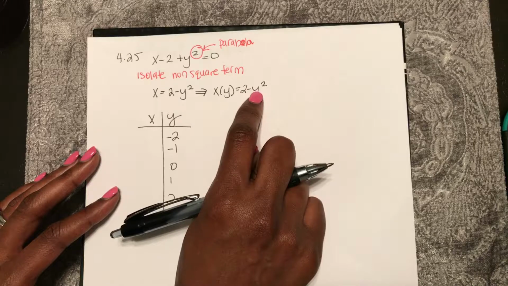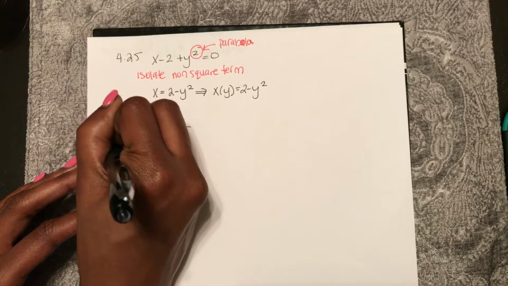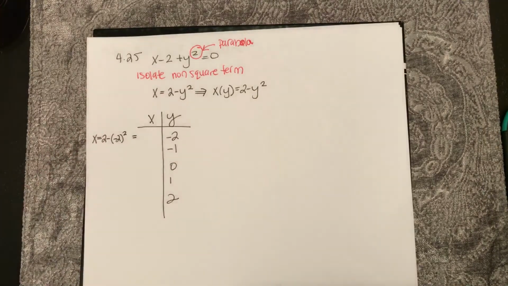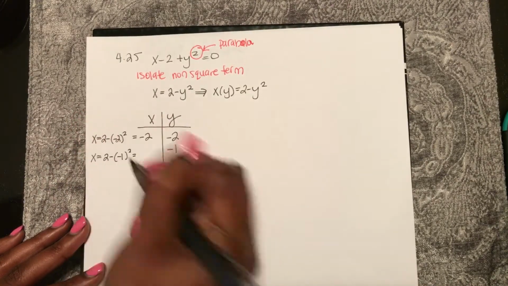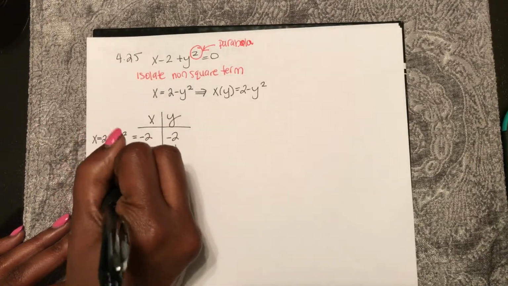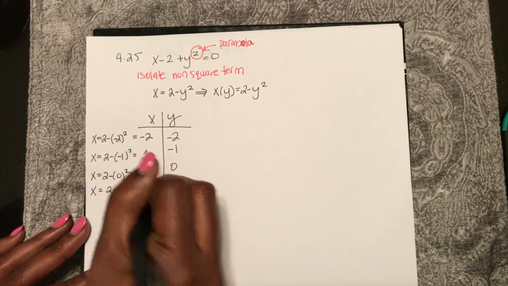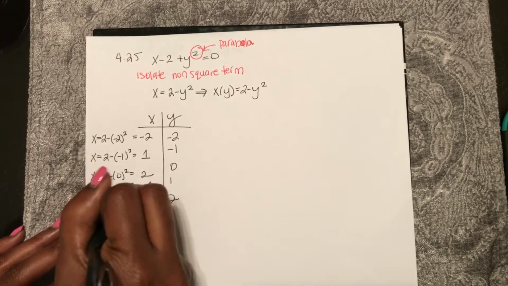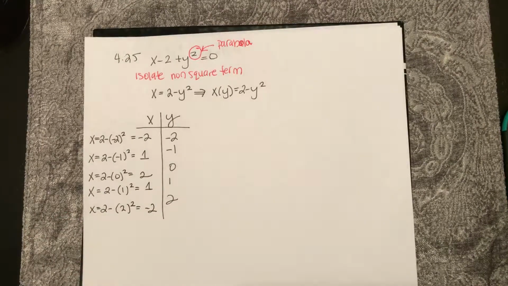So x equals 2 minus -2 squared, which equals -2. X equals 2 minus -1 squared, which is 1. X equals 2 minus 0 squared, which is 2. X equals 2 minus 1 squared, which is 1. And x equals 2 minus 2 squared, which is -2. So when I'm graphing a parabola, it's much easier to plug in points to get some output values.